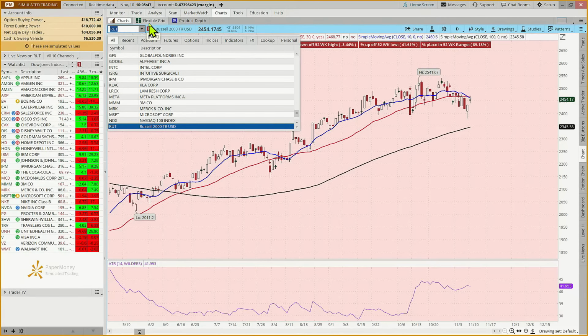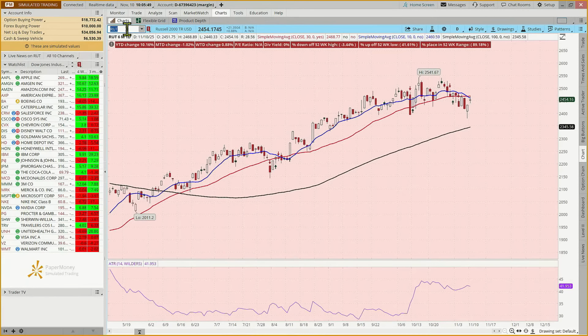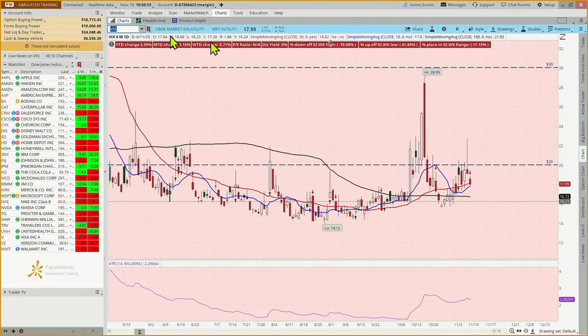Now, when we look at our volatility index, we saw a lot of volatility in the last couple of weeks in the markets. But if we look at this 6-month chart, it's back under that 20 level. We're sitting around the 18 level today, which shows that things are kind of calming down after these spikes that we saw last week.